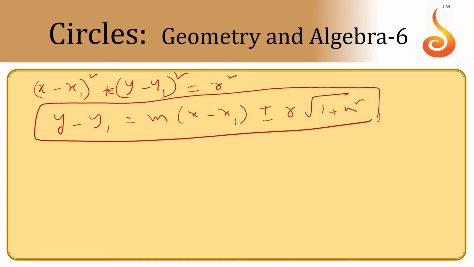in which m is the parameter, and x1 y1 is the center of the circle. Don't confuse yourself: x1 y1 is the center of the circle. If you want, you can change it to a b. So you can write y minus b equals m into x minus a plus or minus r root 1 plus m square. All the concepts you can apply; you will get the director circle for this circle, everything.